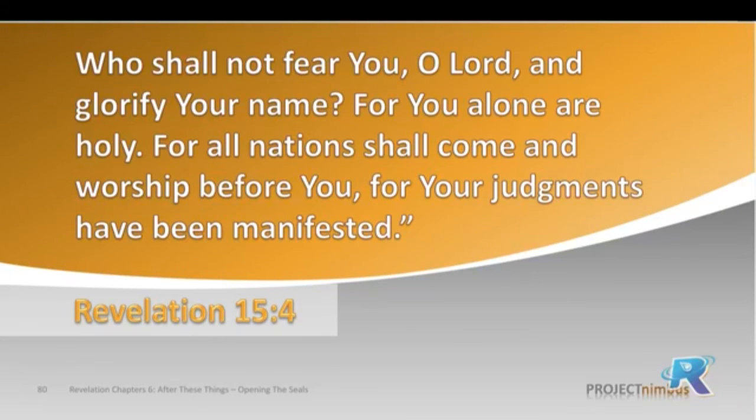Verse 4 says, "Who shall not fear you, O Lord, and glorify your name? For you alone are holy, for all nations shall come and worship before you, for your judgments have been manifested." These manifest judgments are to get the world to worship.